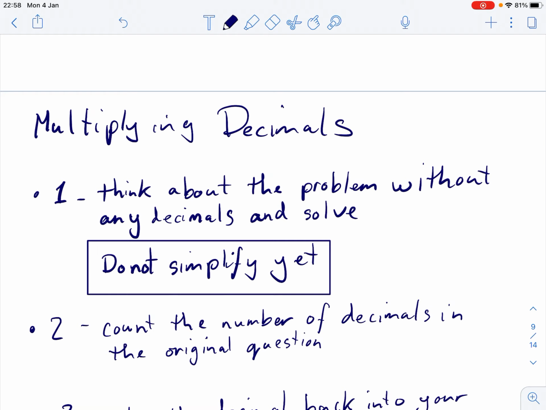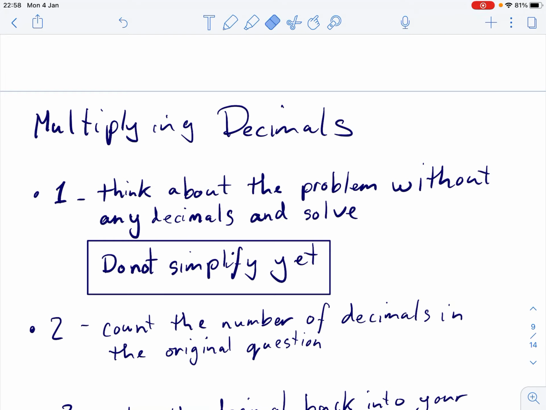So first, we're going to think about the multiplication without any decimals in it. So if it's 2.1, we'll think about that as 21, for example. And we're just going to multiply those numbers together in the way we would normally. So if I have something like 2.1 times 3, I would just think about this as 21 times 3, which, you know, in this particular case we can do in our heads is 63. Okay, so that's our first step.